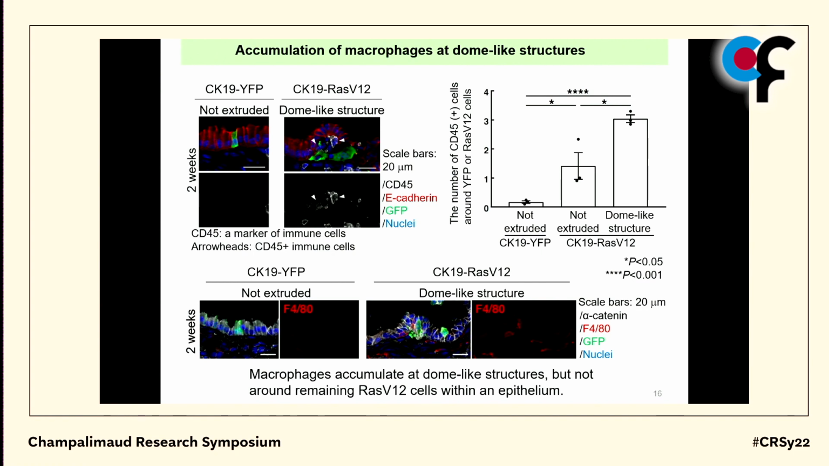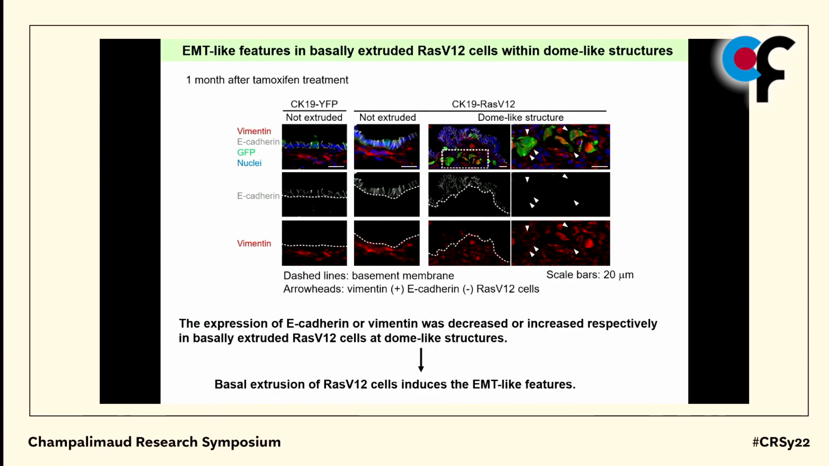In addition, we found that basally excluded RasV12 cells within the dome-like structure over here, in this magnified image, often lost E-cadherin expression, whereas vimentin expression was increased. These EMT-like features were not observed in non-excluded Ras cells. So RasV12 expression alone does not induce EMT. This means that the process of basal extrusion induces the EMT-like features.